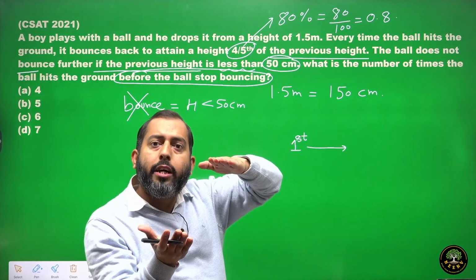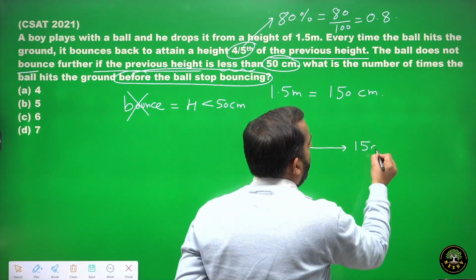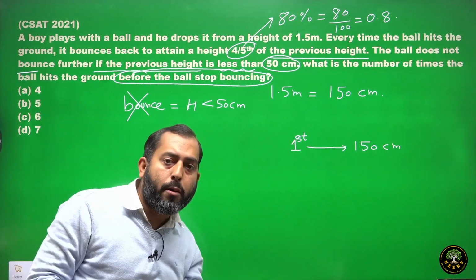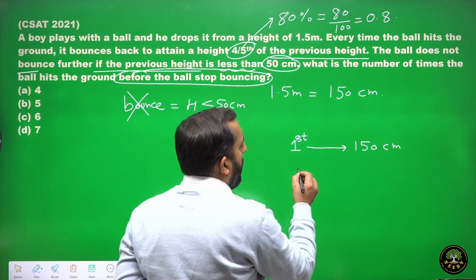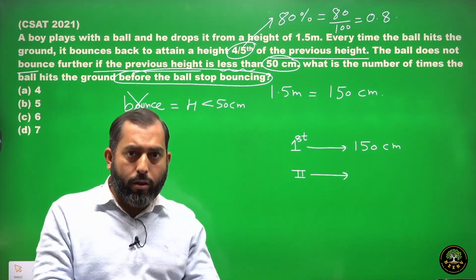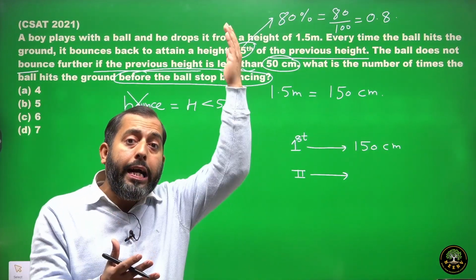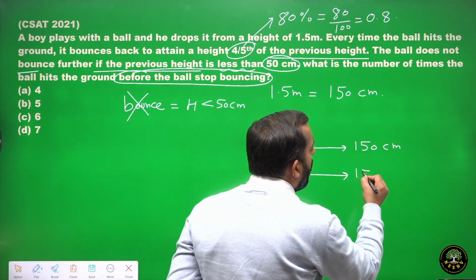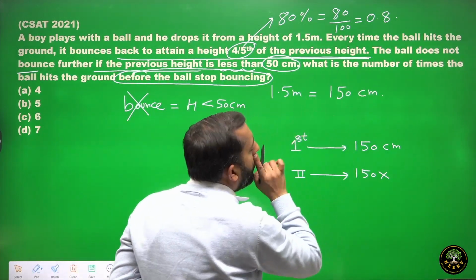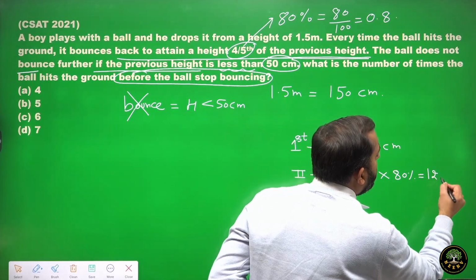So before hitting the ground for the first time, it will travel a distance of what? 150 centimeter. Since 150 centimeter is more than 50 centimeter, the ball will bounce back. Now, before hitting the ground for the second time, what will be the height covered by the ball? So the height covered by the ball is going to be 150 into 80%, because it is given here. 150 into 80% comes out to be equal to 120 centimeter.